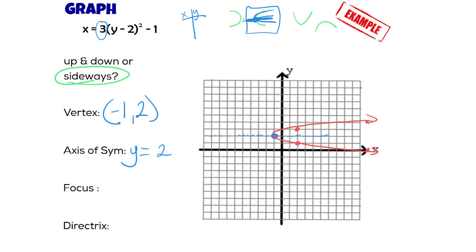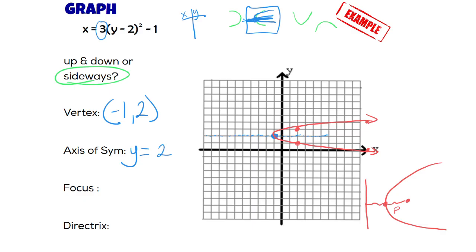But to figure out your focus and your directrix, I'm going to zoom in on this space right here. When I say zoom in, I'm going to rewrite it over here. It's going to be really big because I know the focus has to be on the inside and the directrix has to be out here on the outside. And I know that that distance and that distance are the same. We call that distance P.